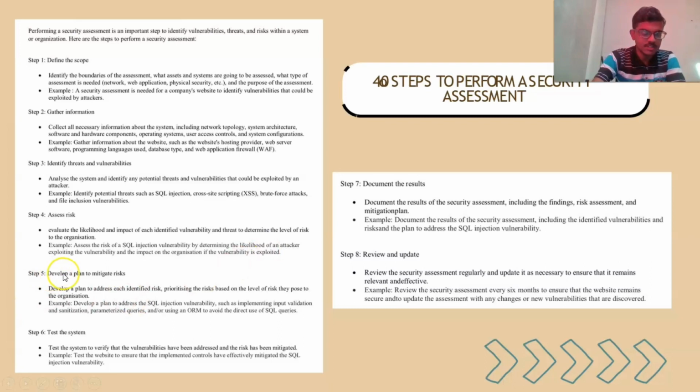Step 5 is develop a plan to mitigate risks. Develop a plan to address each identified risk, prioritizing the risks based on the level of risk they pose to the organization. Example, develop a plan to address the SQL injection vulnerability, such as implementing input validation and sanitization, parameterized queries, and or using an ORM to avoid the direct use of SQL queries.